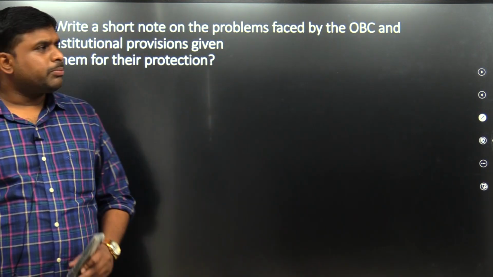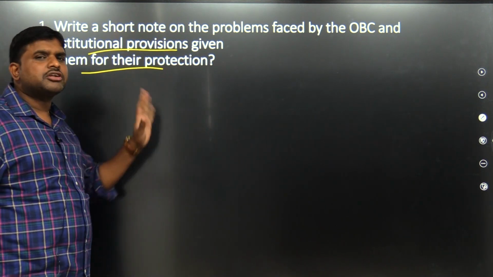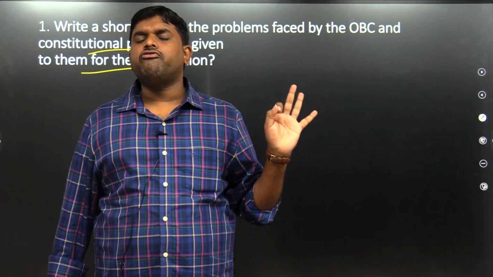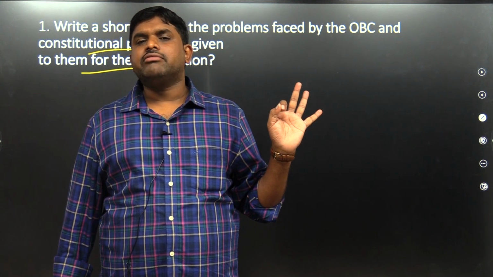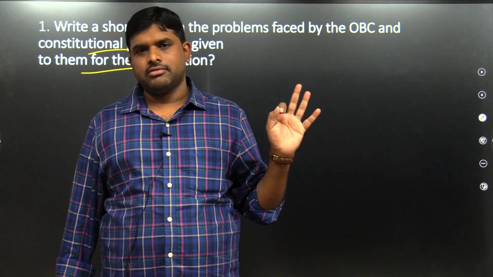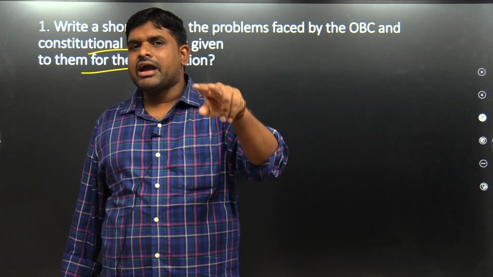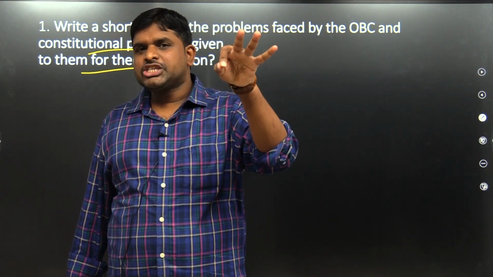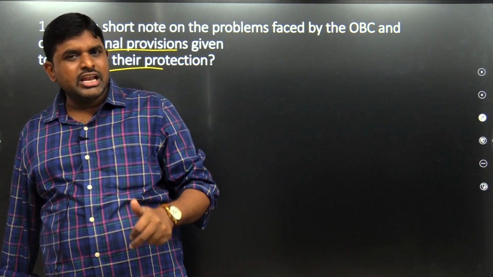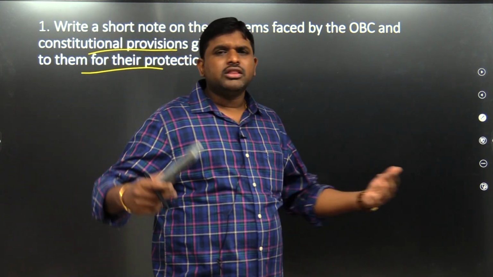Write short notes on the problems of OBC, other backward classes, and the constitutional provisions given for their protection. Direct question. There is no definition given for other backward classes. K. Subba Rao, former CJ of India, gave the definition: an ascertainable and identifiable community because of their backwardness, socially backward, educationally backward, as well as economically backward. These three kinds of communities, socially, educationally and economically backward, were identified as other backward classes according to K. Subba Rao.